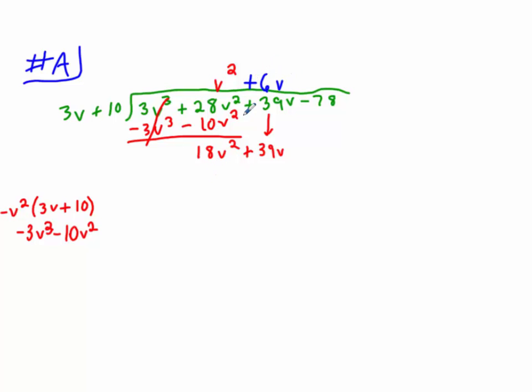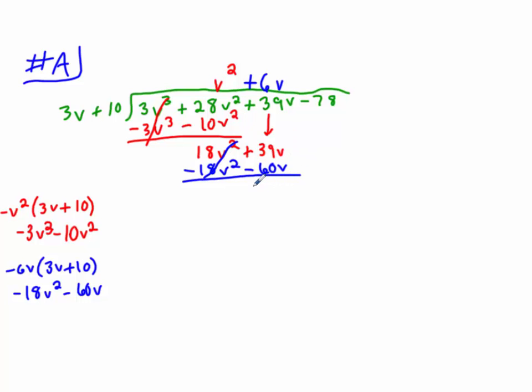But this is plus 6v, so we multiply 6v times 3v plus 10. And I don't want to add it, I want to subtract it, so I'm going to multiply by a negative as well. That gives me negative 18v squared minus 60v. So these cancel. 39v minus 60v is negative 21v. And you drop down your next term.